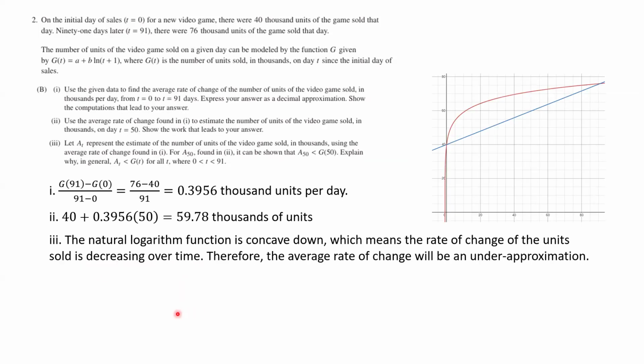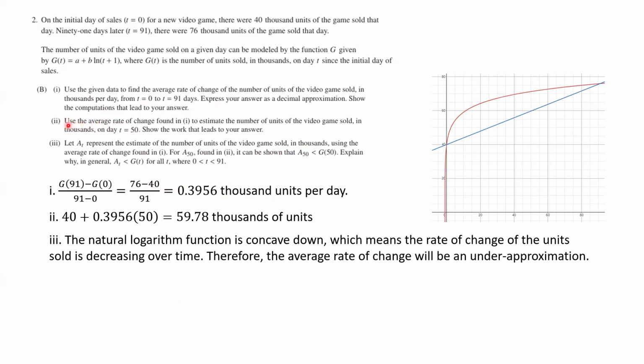Okay, now this one says use the given data to find the average rate of change of the number of units of the video game sold, in thousands per day, from t equals 0 to t equals 91 days. Express your answer as a decimal approximation. Show the computations that lead to your answer. Average rate of change is always change in y over change in x between the two endpoints. So it's 76 minus 40 over 91. So that's 0.3956 thousand units per day. I would put the units, just in case. It never hurts to put units.